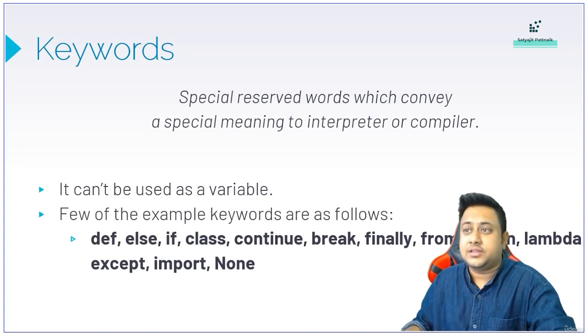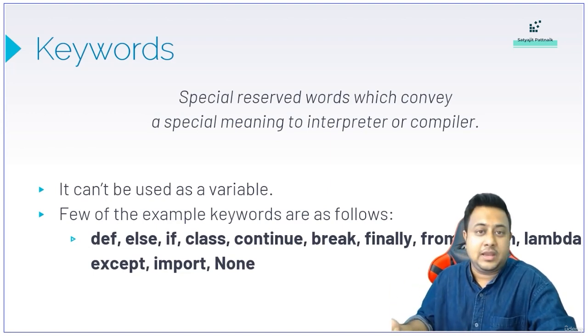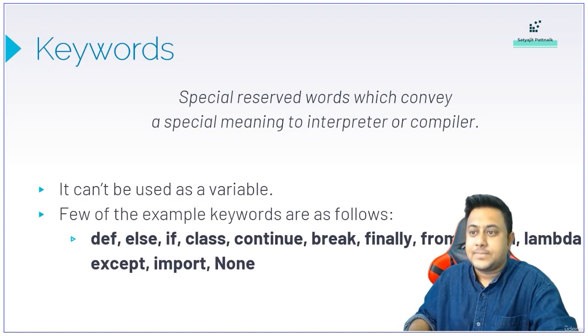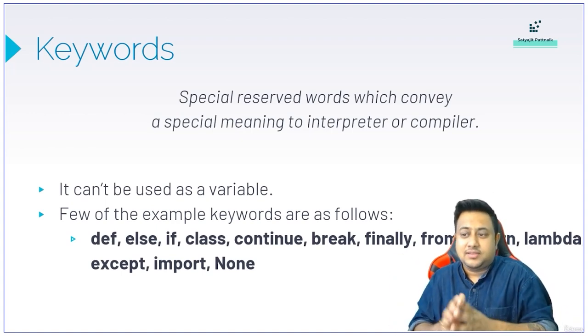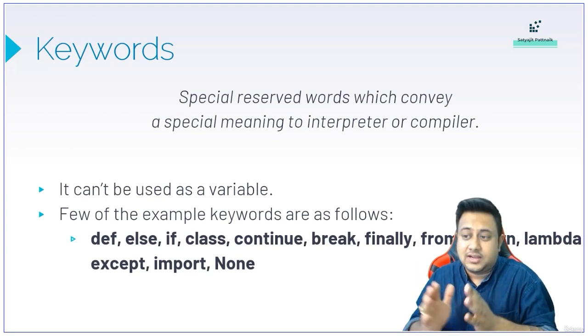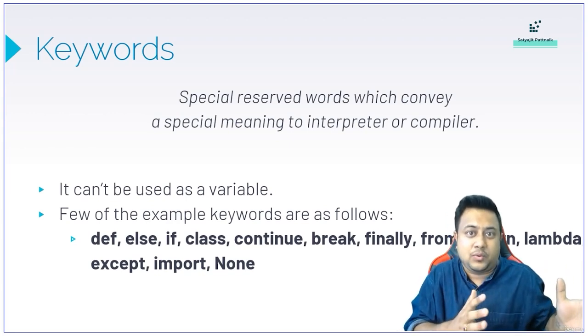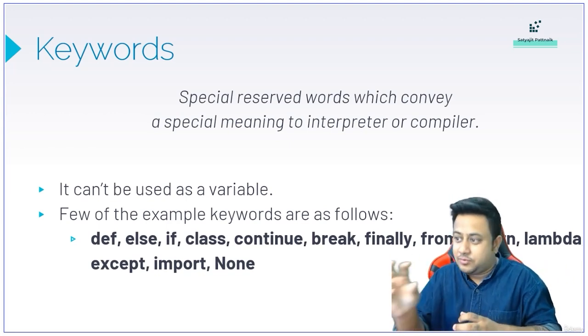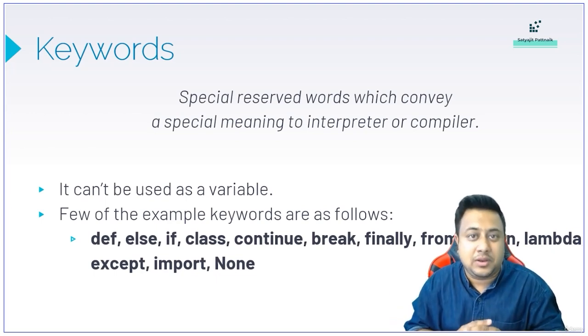The next thing we will be studying in this video is going to be keywords. Keywords are special reserved words which convey a special meaning to the interpreter or compiler. They can't be used as variables. A few example keywords are def, else, if, class, continue, which basically means that these are some of the keywords already defined in the Python language. The ones who created the Python language have used these names. That is the reason these names cannot be used as variable names.